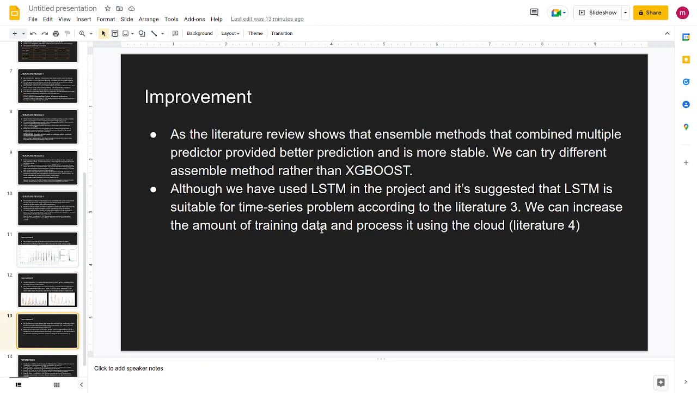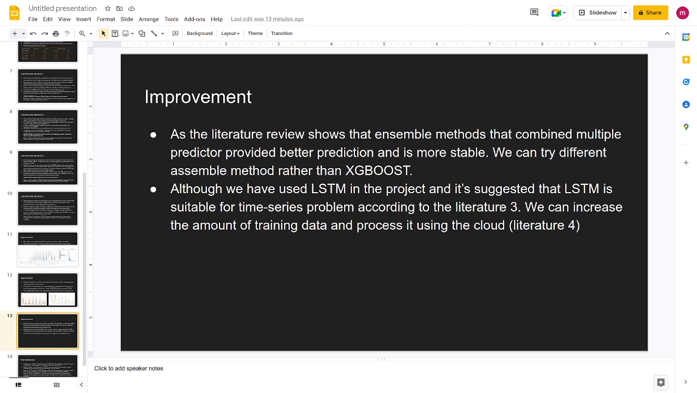Another improvement is that the literature review shows that ensemble methods that combine multiple predictors provide better prediction and are more stable. We can try different ensemble methods rather than XGBoost, although we have used LSTM in the project, and the literature suggests that LSTM is suitable for time series problems.